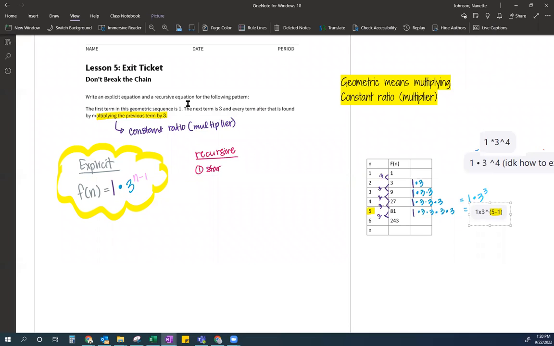Now, in my own opinion, the recursive rule is easier to come up with than your explicit rule. Let me show you why. So the first part is your starting point. So starting point, Ms. Johnson? Yeah. So you'd say f of 1 is 1. So you want me to write f of 1 is 1? Yep.